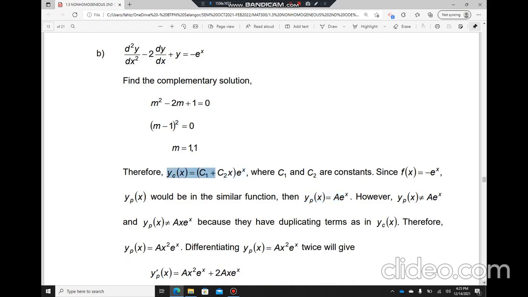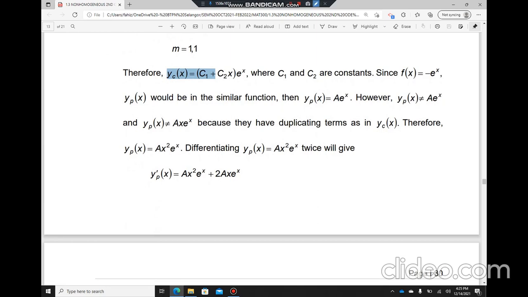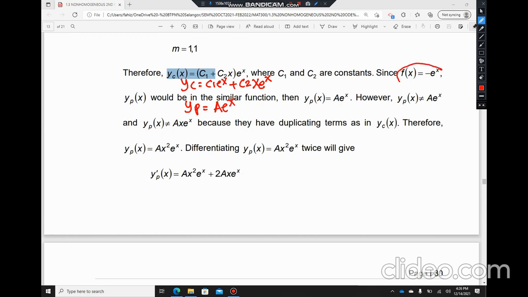Dekat sini ada function yang sama. So it means that we have the duplication here. Sebab apa? Kalau saya tulis balik yang ni, your YC is C1EX plus C2XEX. So bahagian sini, kalau kita ambil YP sama dengan AEX, dia akan dapat sama dekat sini. Yang ni tak ada problem sebab ada X. Tapi yang ni C1EX, yang ni pun AEX. C1 dengan A ni dia sama-sama constant. Okay, so that's why bila kita nak buat ni tak boleh ada duplication, kita akan darab dengan X dekat sini.